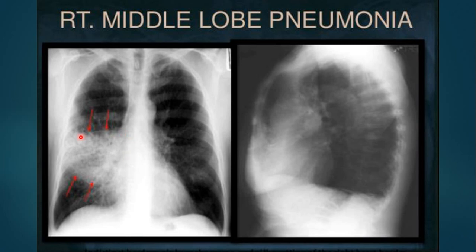And you can see the transverse fissure here, very obvious, and you can see the oblique fissure here, also obvious, separating the middle lung lobe from the lower lung lobe, and the transverse fissure separating the right middle lung lobe from the right upper lung lobe.